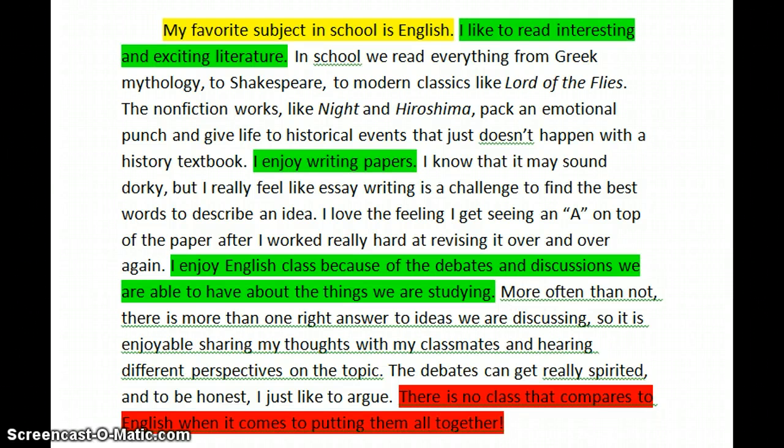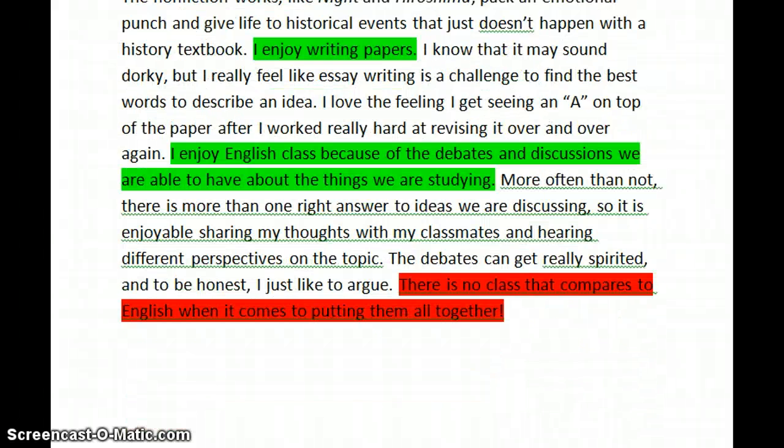We're not quite done yet though. It's pretty good, but if you read it straight through, it's a little bit clunky. You want to make it really clear and smooth and fluent for your readers. So what we're missing here is transitions. Typically your transitions are going to go at the beginning of every general statement. So before I like to read interesting and exciting literature, before I enjoy writing papers, before I enjoy English class because of the debates, etc. And really you want one before the ending as well. So let's look at another example that has those in.